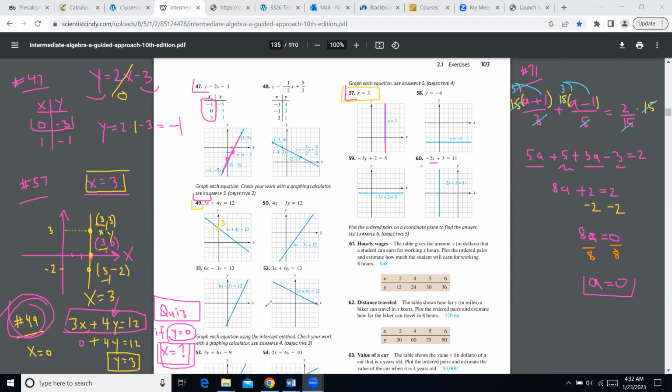The question is right here. I just wrote it. It's exercise number 49. Use the equation 3x plus 4y is equal to 12 and replace y with the number 0. So tell me which value of x corresponds to y equal to 0. So that's the quiz for today.